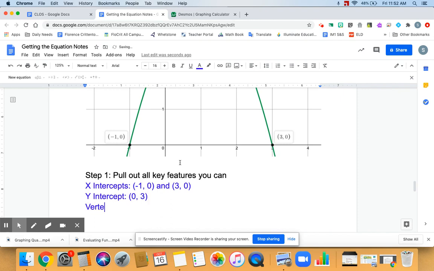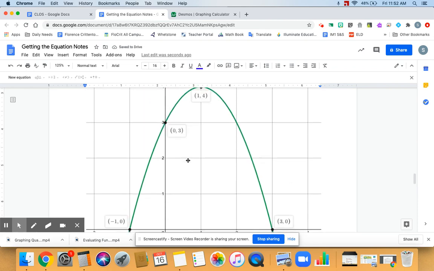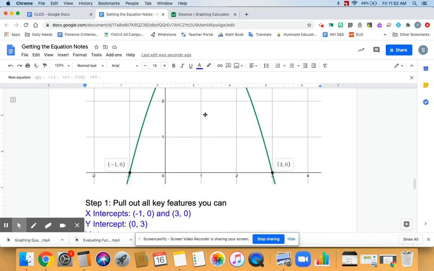Finally, the vertex. Where's the vertex in this graph? Well, the top of the hump is right here at 1, 4.